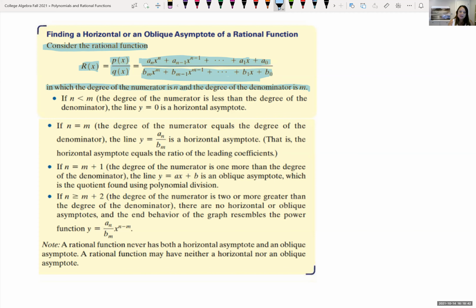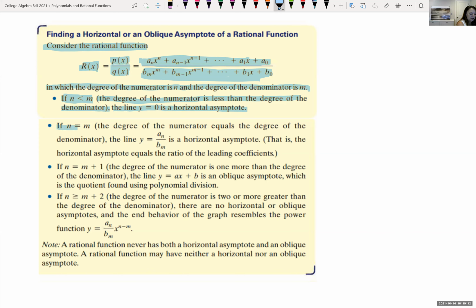So there's three possibilities. Either the degree in the numerator is smaller than the degree in the denominator. If that's the case, the line y equals 0 is a horizontal asymptote. So the line y equals 0 is the x-axis. The x-axis is going to be a horizontal asymptote if the degree of the denominator is larger.